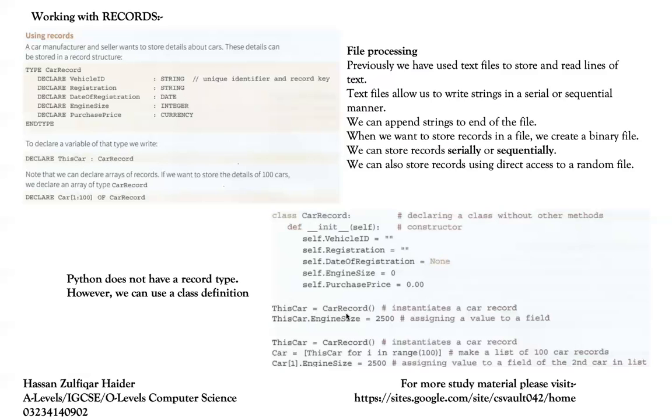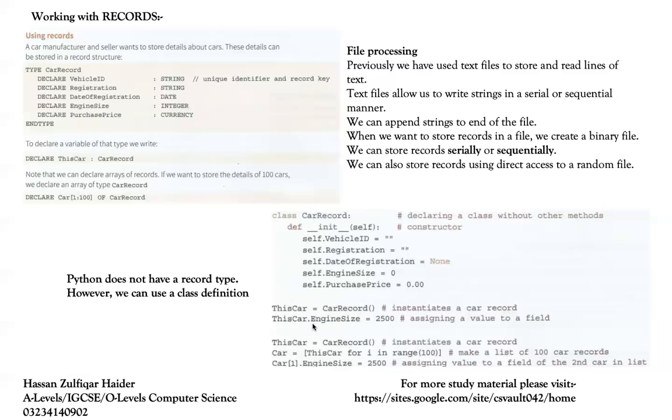This car is equal to car record. Again, this is another method, just like how it's done in OOP as well. But of course, since we don't have any parameters for the constructor, we're not passing any parameters when we're declaring a variable of this type. But if it was passing parameters like we did in OOP, we'd have to mention those parameters here.